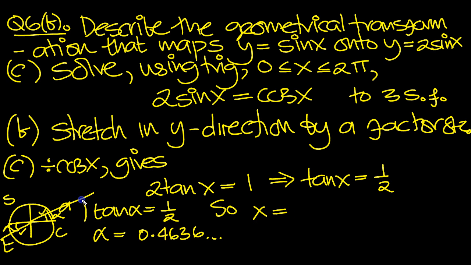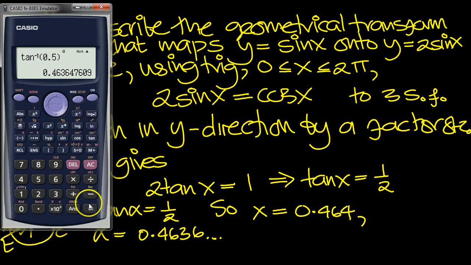The first solution will be around to here, which is this value, and this would be 0.464 to 3 significant figures, and the other value would be this value around here, wouldn't it? Pi plus this value alpha. So let's add pi plus pi. Let's see what we get. We get 3.6052.